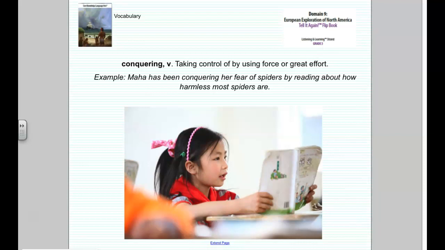We will now begin reviewing some of the vocabulary that you'll be hearing in this section. The first word is conquering, taking control by using force or great effort. For example, Maha had been conquering her fear of spiders by reading about how harmless most spiders are.